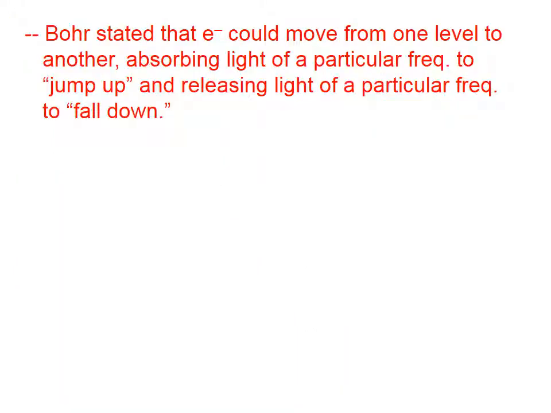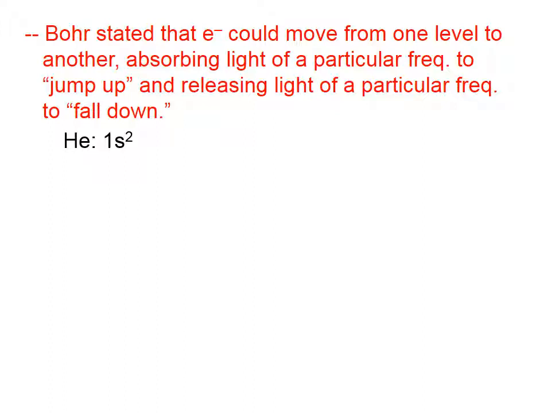Bohr stated that electrons could move from one level to another, absorbing light of a particular frequency to jump up, and releasing light of a particular frequency to fall down. This is, in essence, Bohr's explanation of line spectra of hydrogen, the absorption and the emission spectra. For hydrogen, there are only discrete lines that are evident, and this is Bohr's explanation for that: electrons can only have certain amounts of energy that are allowed in order for them to jump up to particular higher energy levels or to fall down to particular lower energy levels.